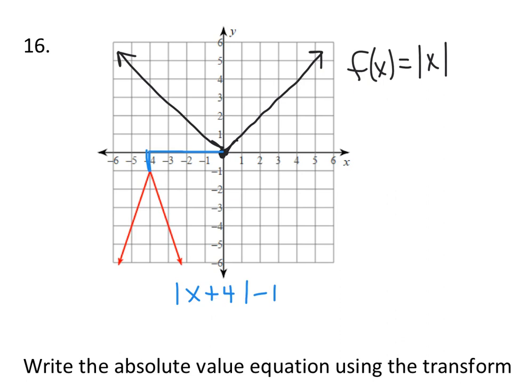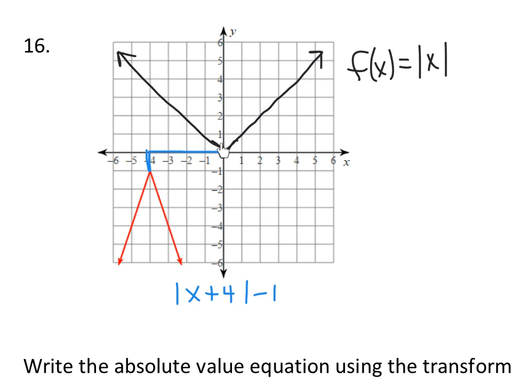Then the other shift we had was down 1. Well, that's a vertical shift. That's going to be on the outside. And since it's down 1, we keep the sign, which is minus and 1. So -1. Now we need to look to see if there are any other transformations. Well, this one looks narrower. This red one right here. This looks narrower than my parent function.